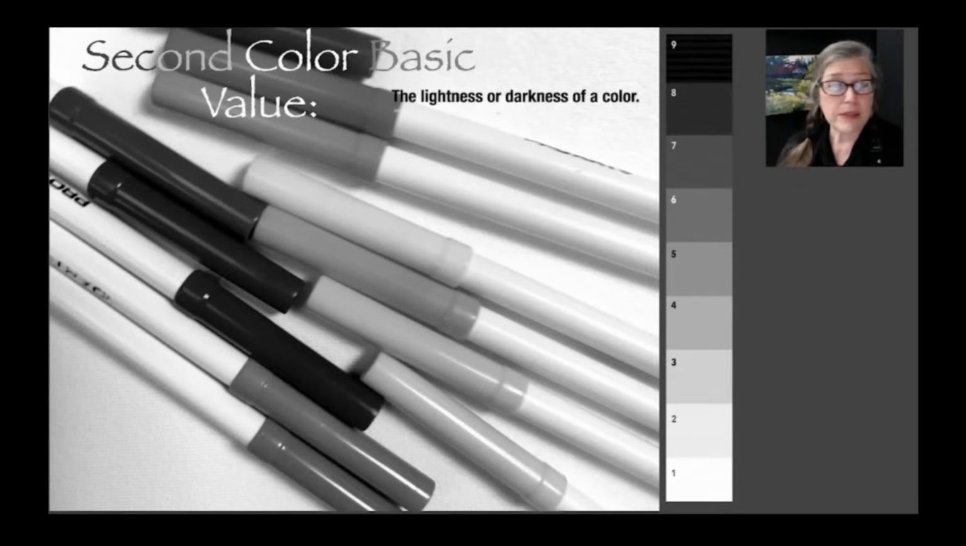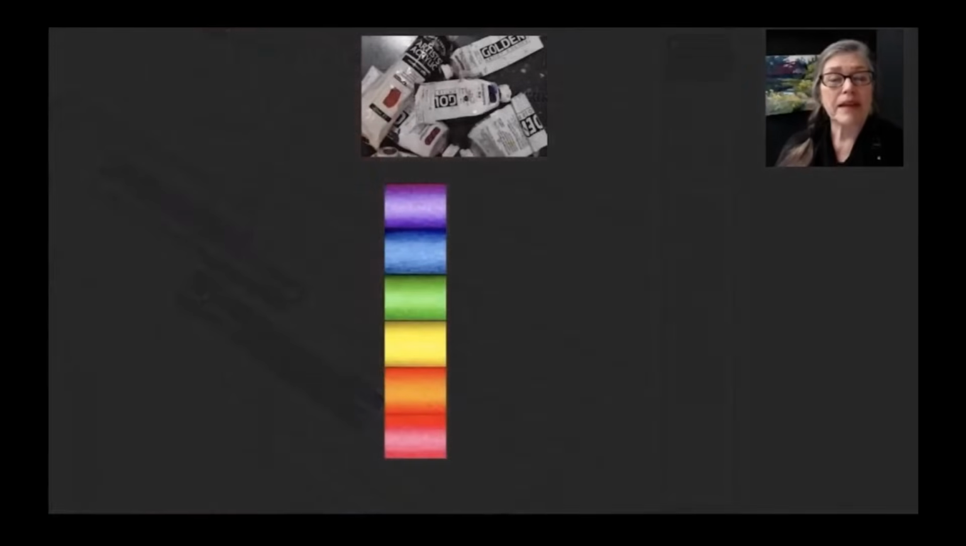And value simply means the lightness or darkness of a color. And we can see that every color has its own particular lightness or darkness. The blues are darker, the yellows are lighter. But let's see what we can do with our paints.